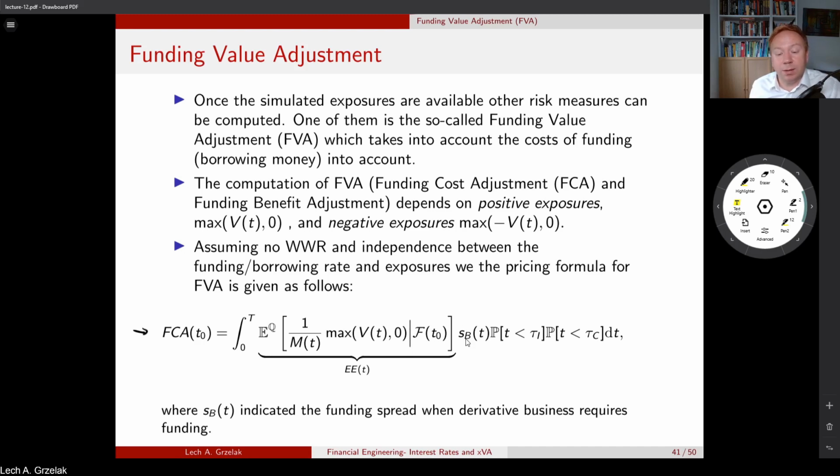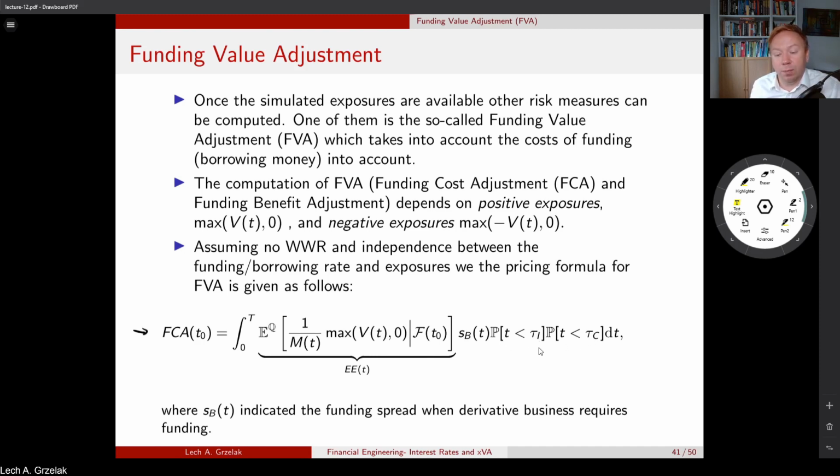And of course, in practice, that would be too expensive to compute. It's too difficult also to establish. So this is, you can say, an approximation of the full-blown expectation where all the risk factors are taken into account.